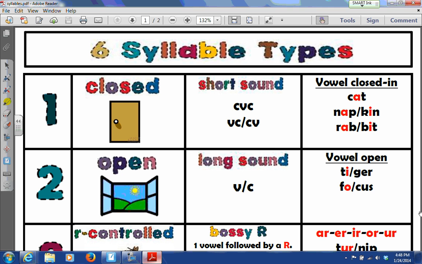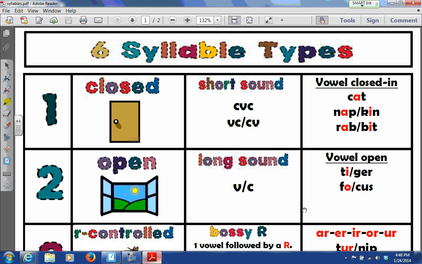There's the closed syllable. That would be the short sound, the CVC, which is consonant, vowel, consonant, such as cat, C-A-T. And then you have a vowel, consonant, consonant, vowel, which we'll be talking about tonight, like napkin. It goes vowel, consonant, consonant, vowel. And rabbit, which goes vowel, consonant, consonant, vowel. And that rule is that you would separate them in between the 2 consonants.